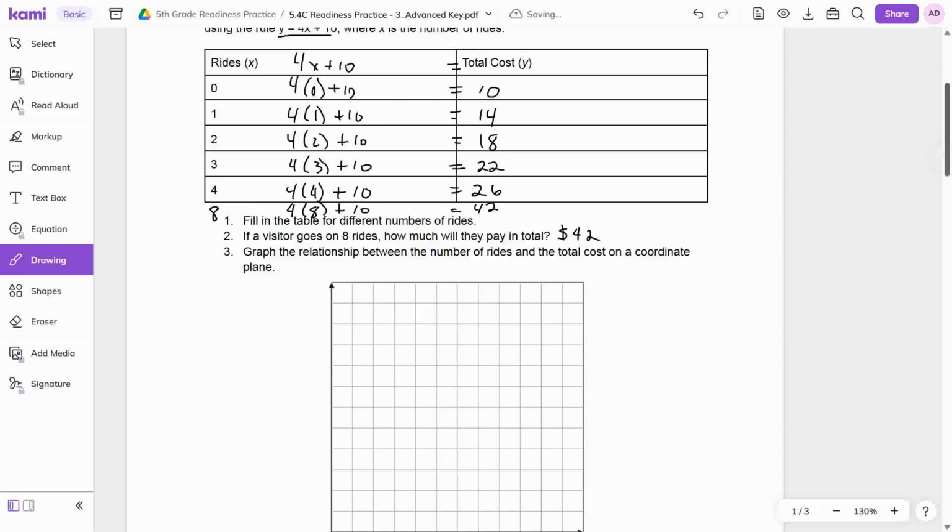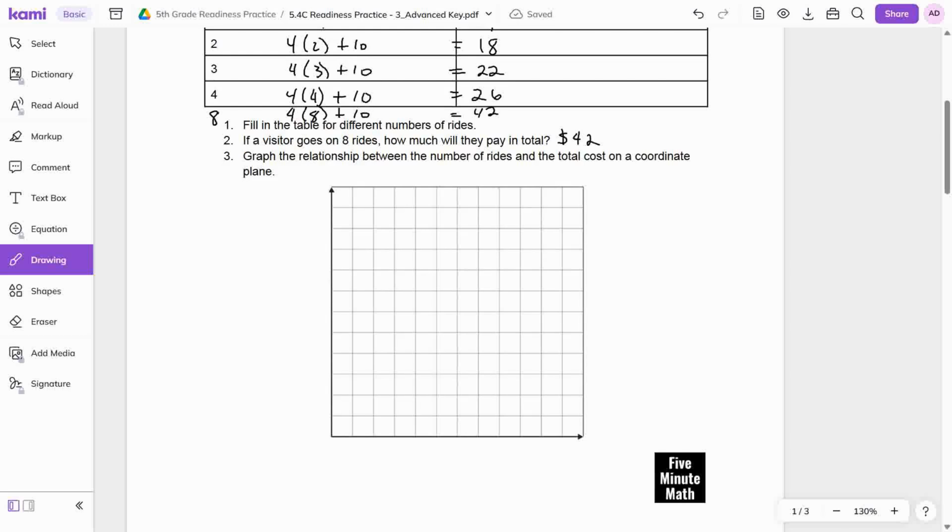And then we need to go ahead and graph this relationship here. And so we can go up to 26. Now let's skip count. Let's see, if we skip count by 4s, we should be able to get what we need to. So we can do 4, 8, 12, 16, 20, 24, 28, 32, 36, 40, 44, and 48. This is our x-axis. And this is going to be labeled number of rides.